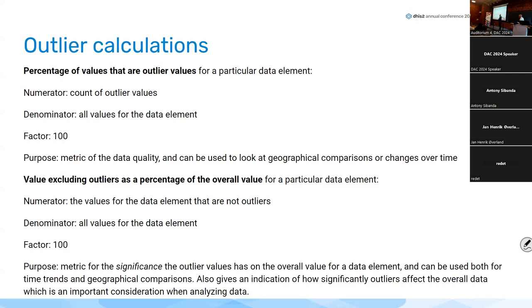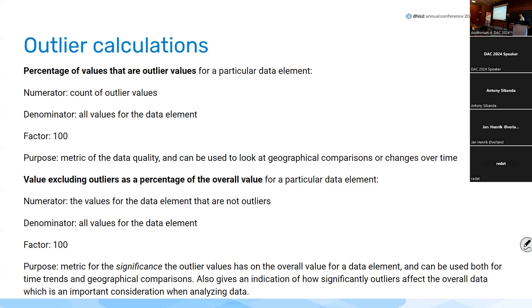And then we also have the value excluding outliers as a percentage of the total overall values. So for this one, the numerator is the values for the data element that are not outliers, and the denominator is all values for the data element. This gives, again, an indication of how significant the outliers are for the overall data, which is obviously pretty critical. So these are the two new ways that we're looking at it. It gives us an impact of how severe the outliers are, but more importantly, a nice way of looking at whether our data is really usable.